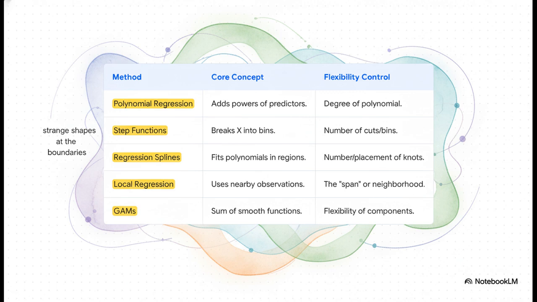A much more powerful and stable approach is using regression splines. The idea here is brilliant. Instead of one crazy polynomial for everything, you fit simpler, low-degree polynomials in different local regions. You stitch them together smoothly at these things called knots. It's so much more controlled. And then you have GAMs, generalized additive models, which take this even further. They let you model your outcome as a sum of these nice, smooth, flexible functions. It's a fantastic way to get flexibility without sacrificing too much interpretability.